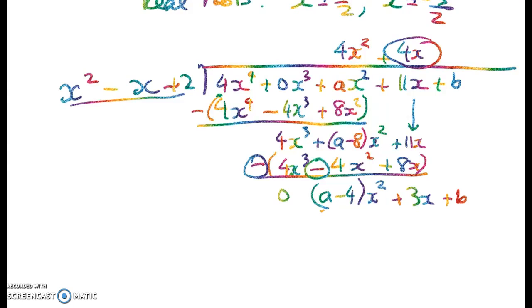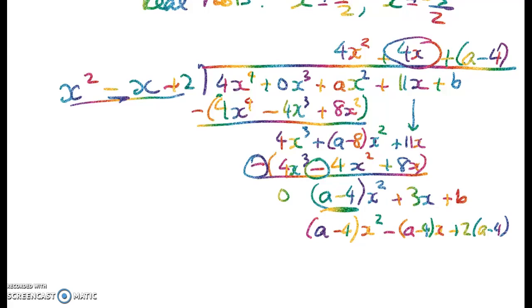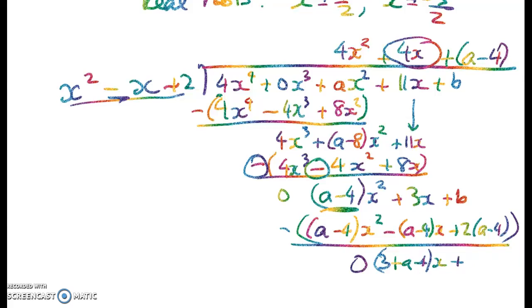So what do I want to do now? Well, I have to match this. So I've got to have plus a minus 4, giving me a minus 4 here, x squared. See, this is why I don't like it. Minus a minus 4x plus 2 times a minus 4. And I know because this is a factor that all of this has to equal 0. Right? So that leaves me with 0, 3 plus a minus 4x plus b minus 2, a minus 4. So at this point I'm just going, God, there really has to be a better way.